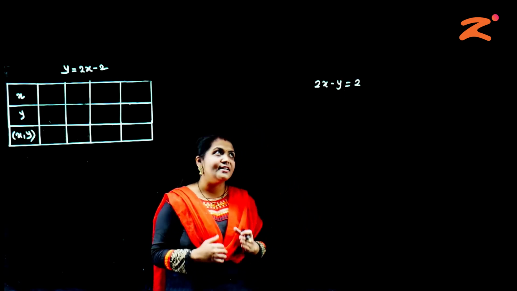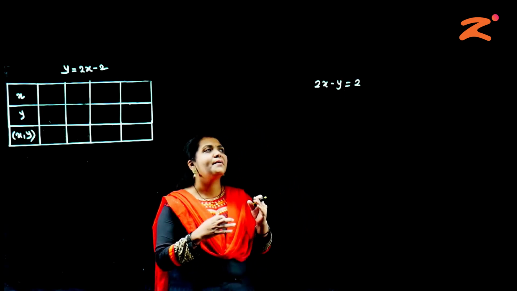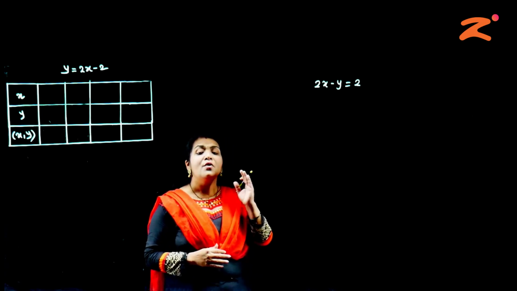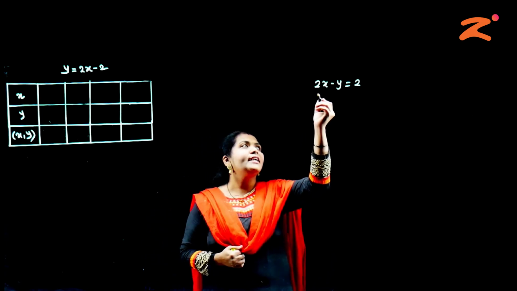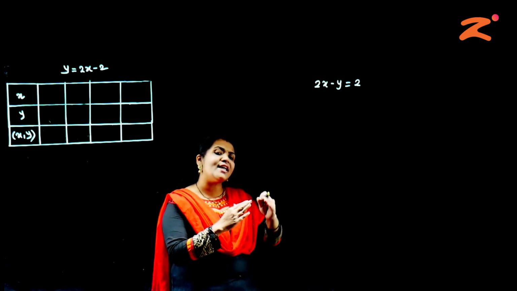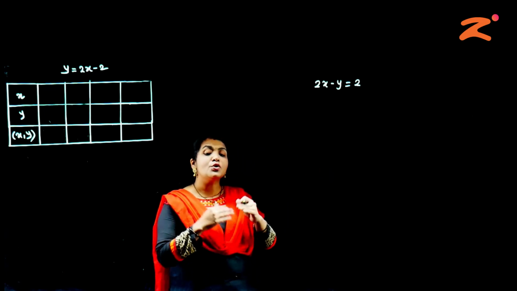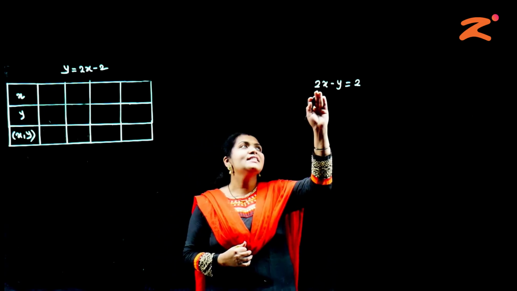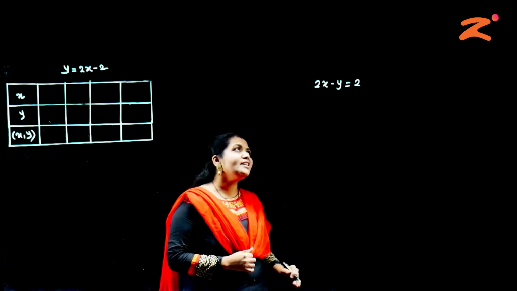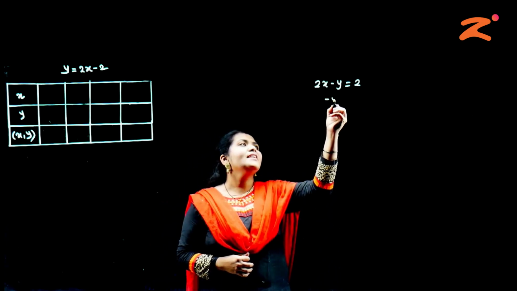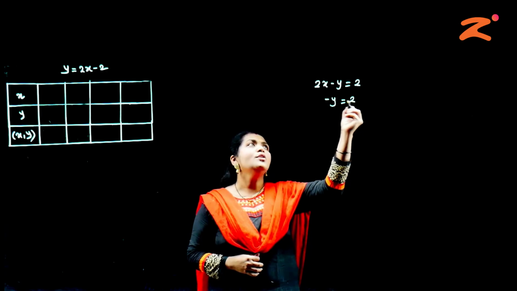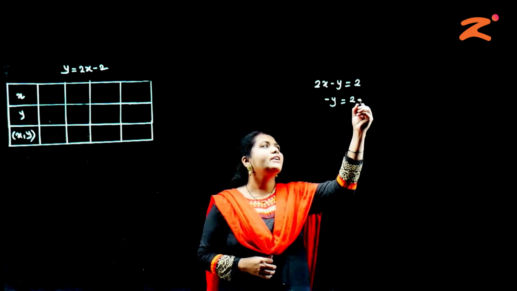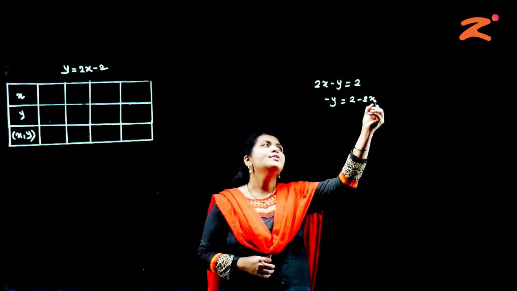For our convenience, and so that solving becomes easier, what am I going to do? I am going to write this equation in the form y equals another term. So to do this, we'll shift these terms to the right side. Here minus y equals 2, and the 2x shifts to that side. It will become minus 2x.